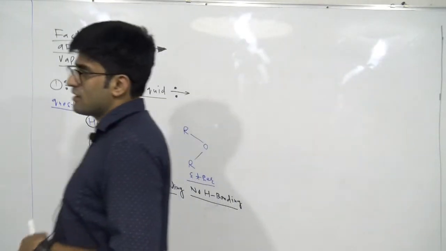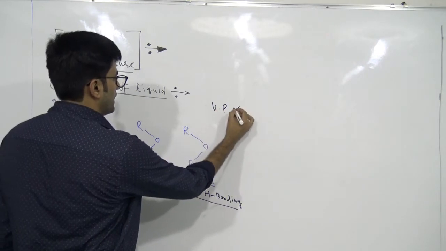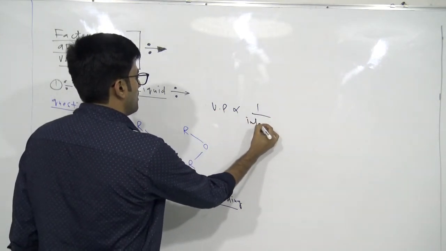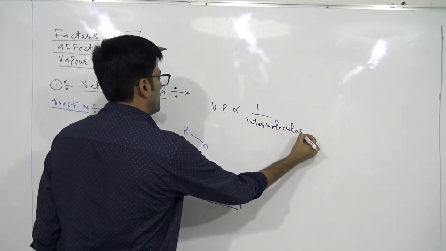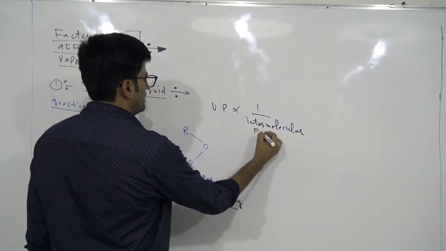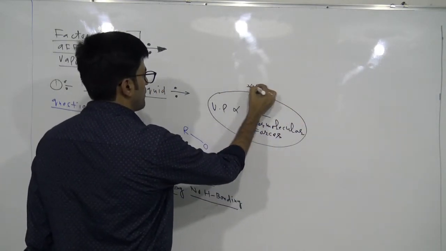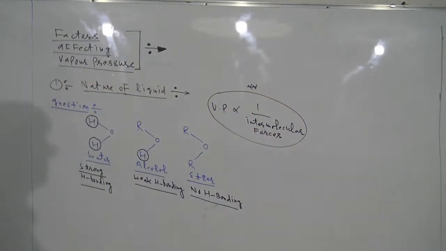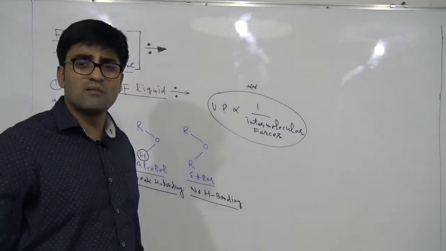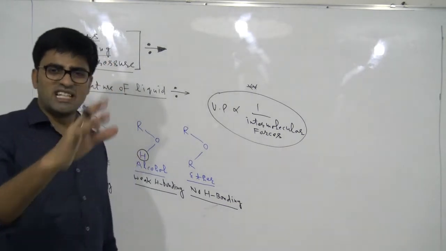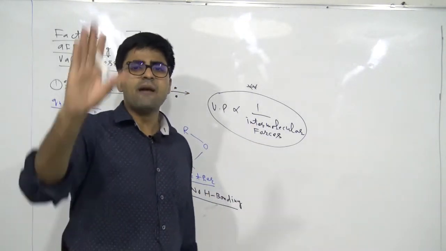So from this discussion, I hope now I can write for you that vapor pressure is inversely proportional to intermolecular forces. Can I write that? Okay, vapor pressure is inversely proportional to intermolecular forces. If the intermolecular forces are strongest, then what about the vapor pressure? Vapor pressure will be least. And if the intermolecular forces are least, what about the vapor pressure? Vapor pressure will be maximum.